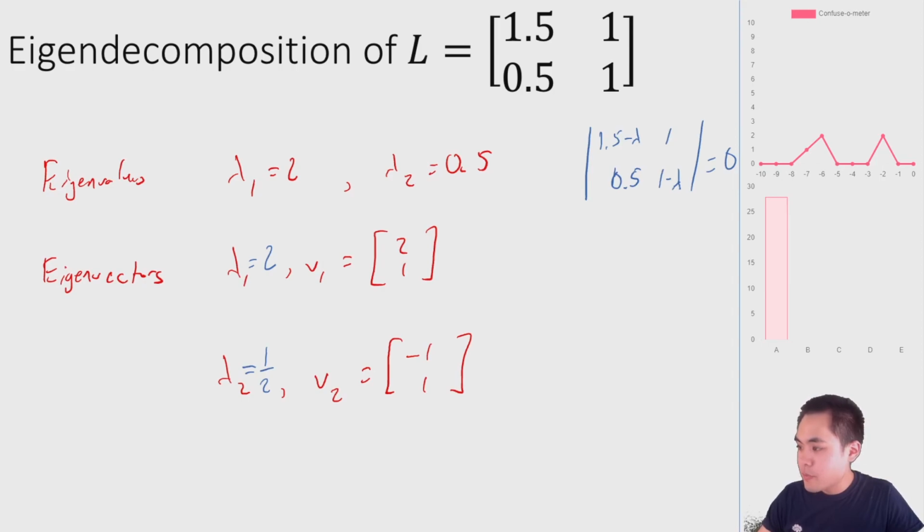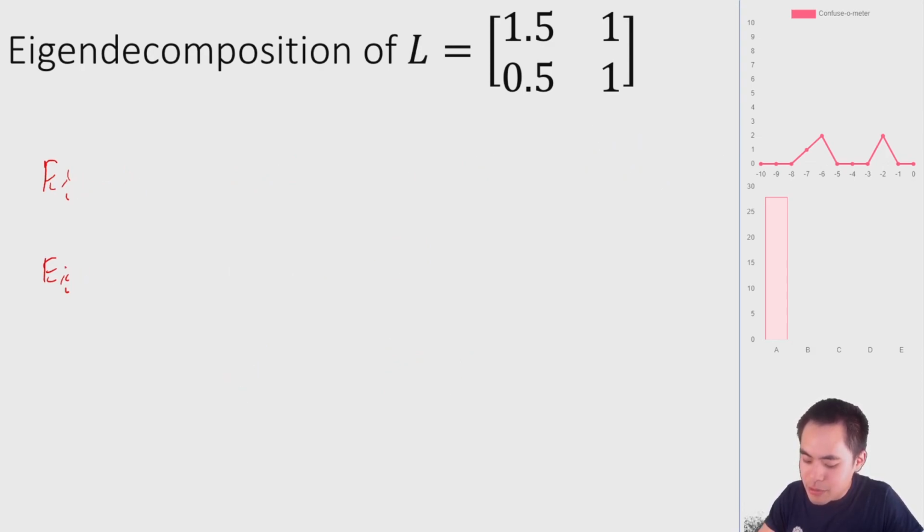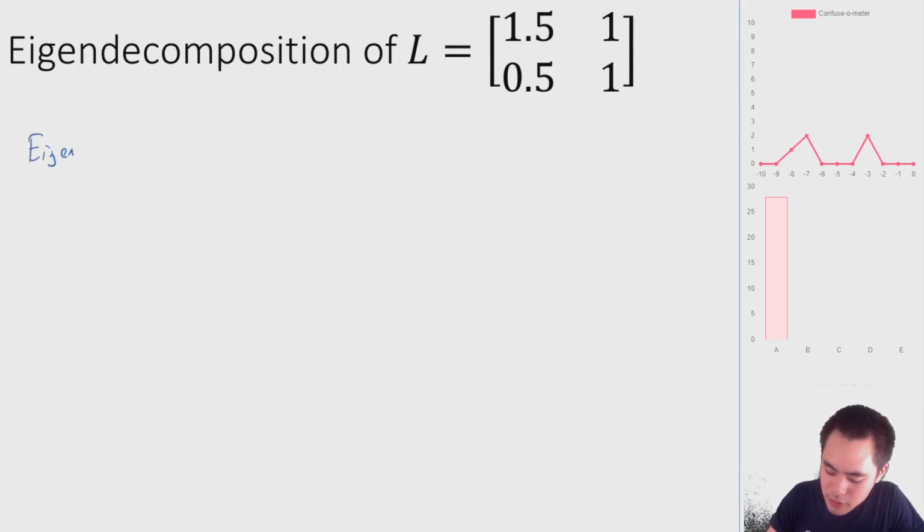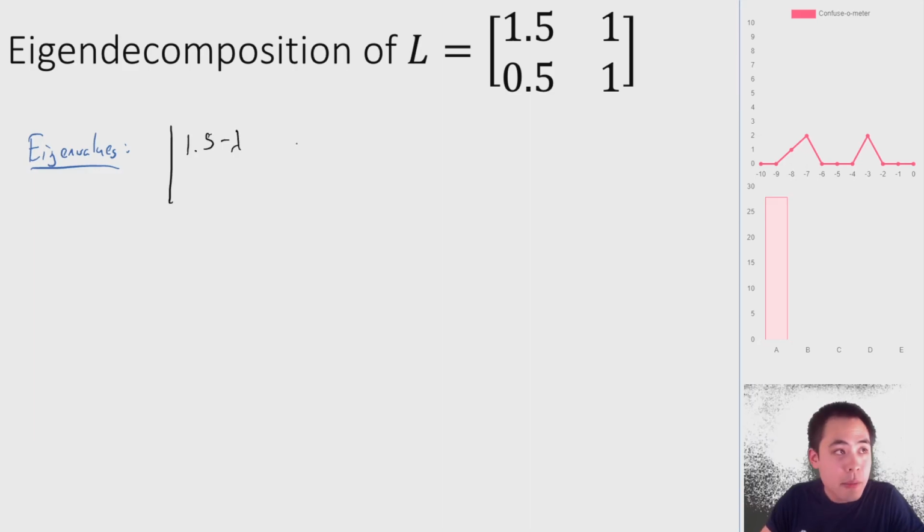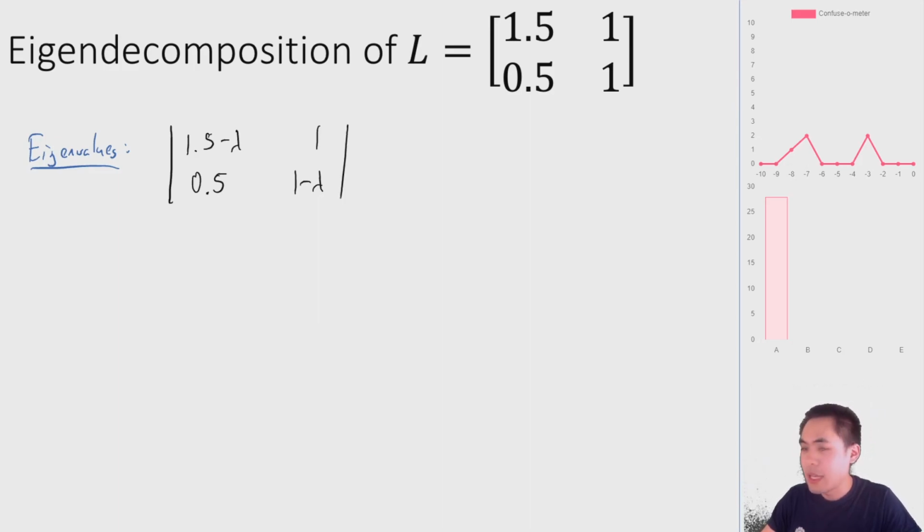Okay, so let's go back to this particular example and walk through it a little bit more slowly. We want to do an eigendecomposition, which means we want to find the eigenvalues and eigenvectors. How do you find the eigenvalues? You just need to take the determinant of the matrix 1.5 minus lambda, 1, 0.5, and 1 minus lambda, and set this equal to 0.